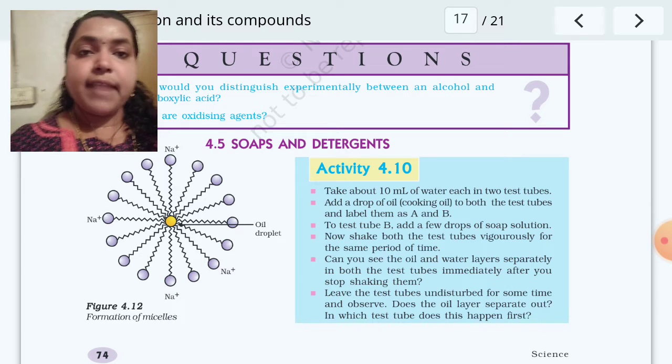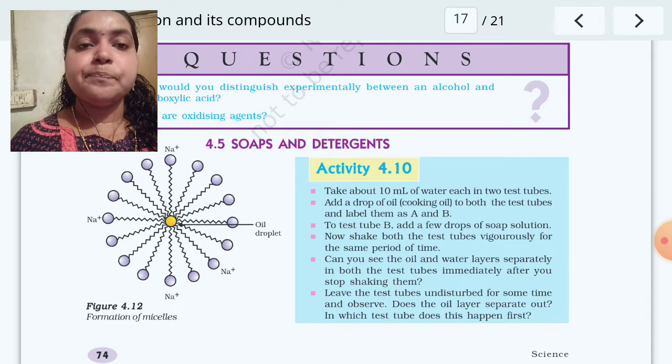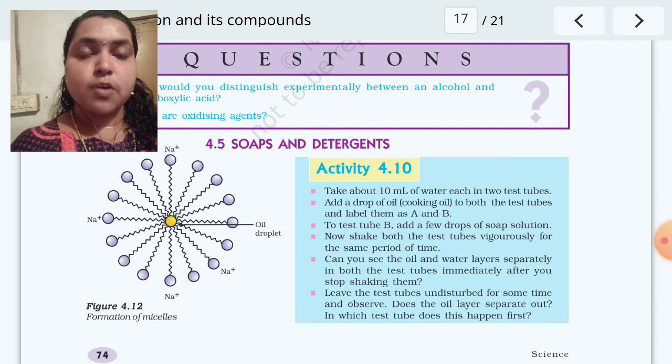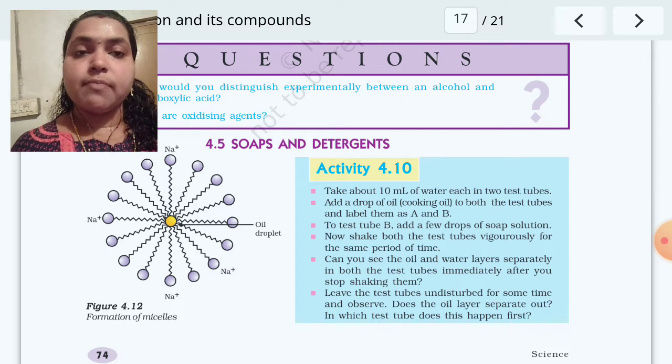This is how the cleansing action is done, which we will discuss later. First of all, you should know what soap is, and that soap molecules contain two parts, the hydrophilic end and the hydrophobic end.